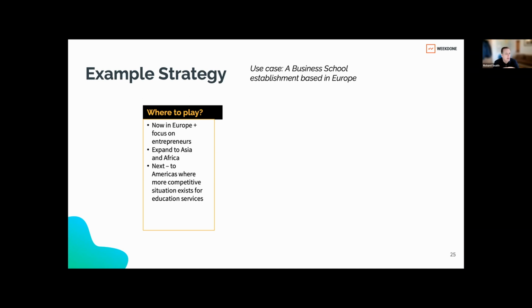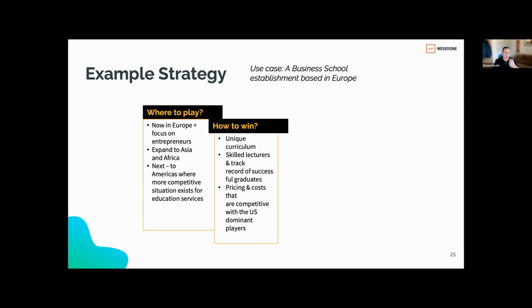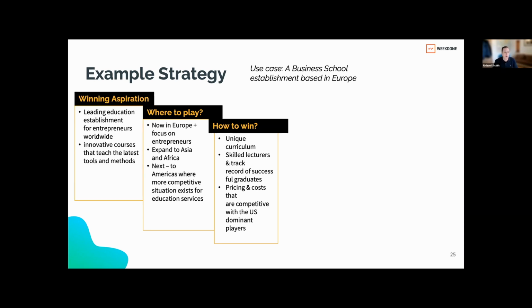Now in Europe, expanding to Asia and Africa, and after they've done that, Americas. How to win? Well, the feeling is that we have unique curriculums, skilled lecturers, and a track record of successful graduates. We've also got pricing and costs that are competitive with the US dominant players. So we know we're going to be competing against some large US education establishments.